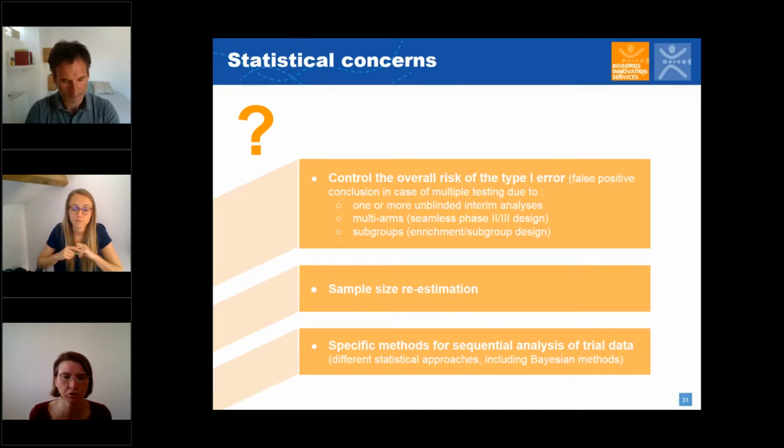This situation can occur due to one or more unblinded interim analyses, multi-arms, for example, with a seamless phase 2-3 design, or subgroups, for example, with the enrichment subgroup design. This risk must be controlled also in sample size re-estimation. And finally, statistical approaches differ according to types of adaptive design. That is why it is recommended to have a biostatistician knowledgeable about statistical methods for clinical trials and sequential analysis of trial data.